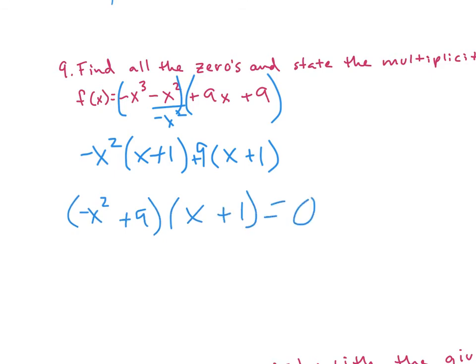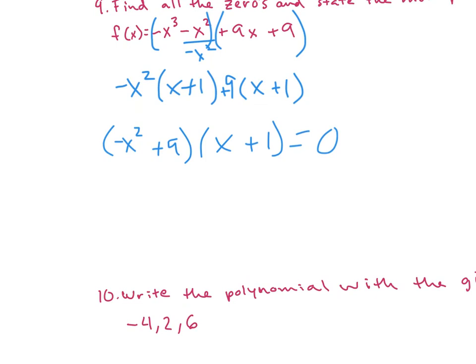We're looking for a 0, so we're trying to solve. So we set this equal to 0. What do we do next? How would we simplify?